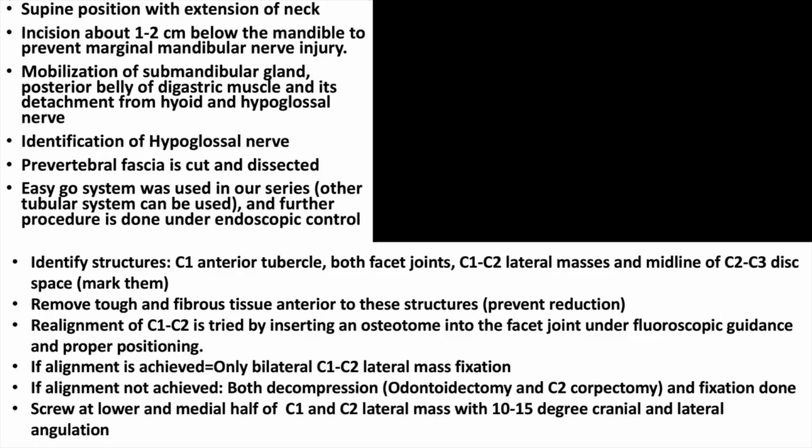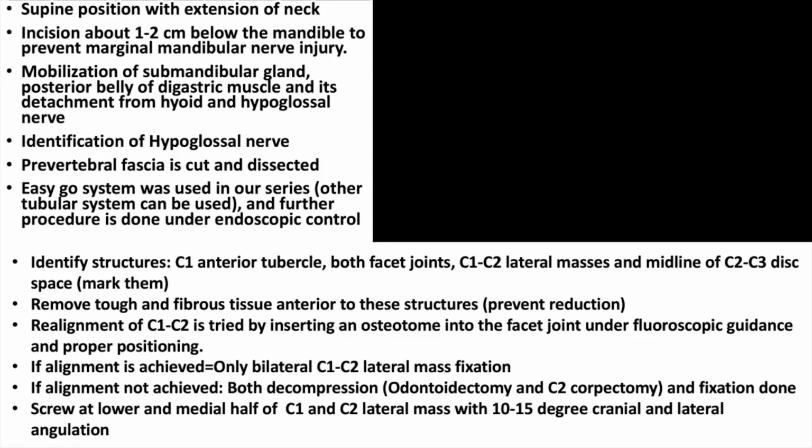The EZGO system was used in our series, but you can also use any other system. Further dissection is done under endoscopic control. One should first identify the important structures: the C1 anterior tubercle, both facet joints, the C1-C2 lateral masses, the midline of C2, and the C2-C3 disc space. One should also remove tough and fibrous anterior structures which are lying anterior to these structures.